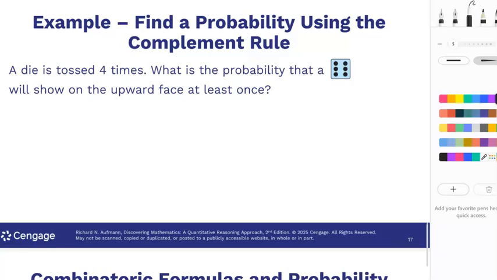Before we move on to combinations, let's look at this one. This is going to use the complement rule too. So a single die is tossed 4 times. We want to find the probability that a 6 is going to show up on the upward face at least once. We can use that complement rule to help us. Let E be the event that we get at least 1 six. So then the complement would be no 6s.